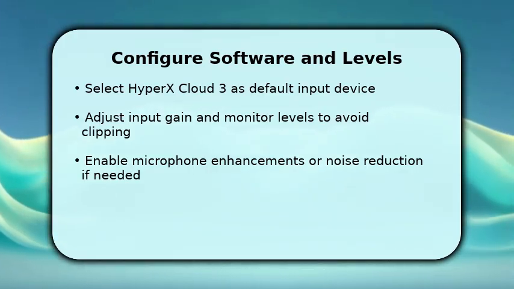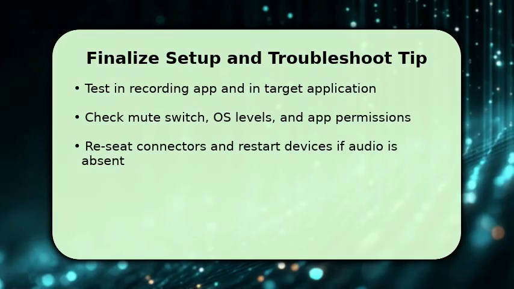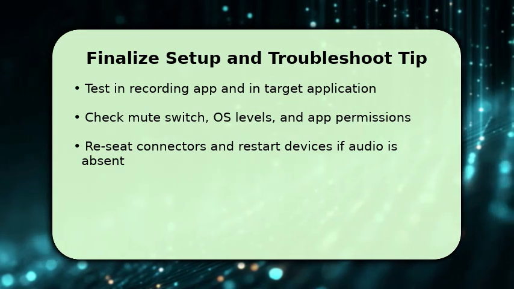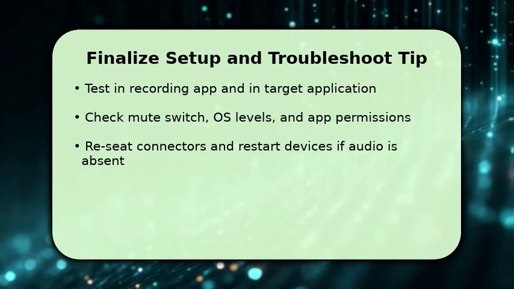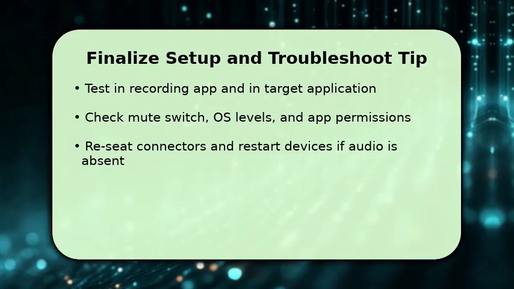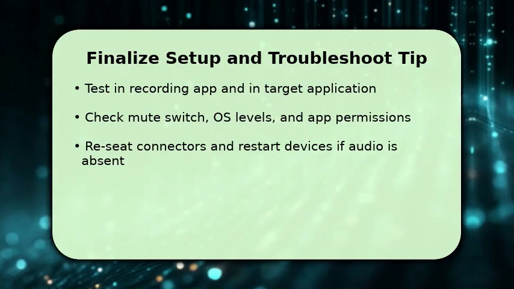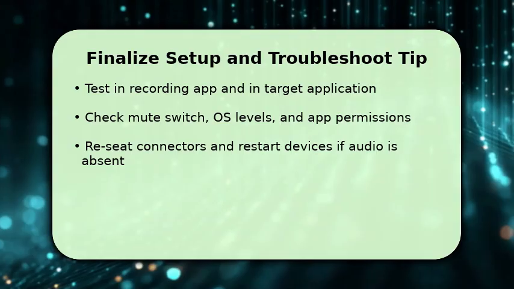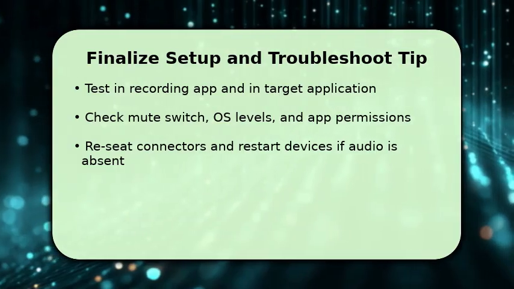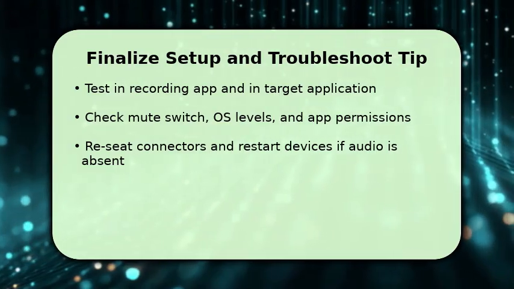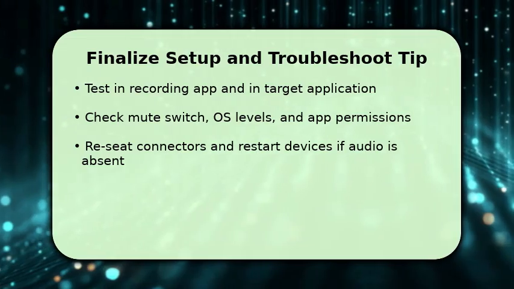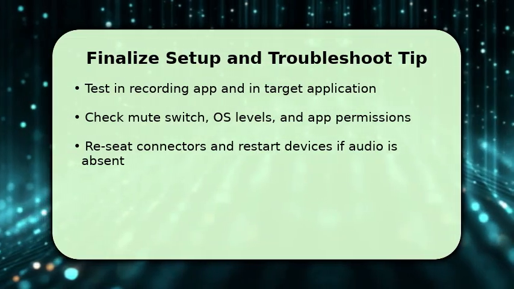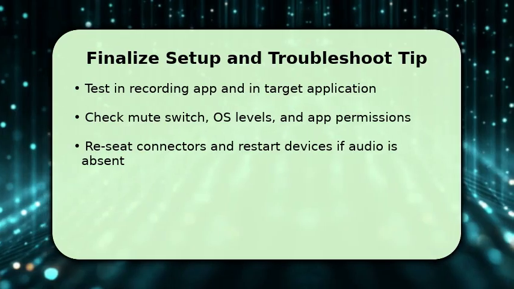You finish by performing a live test in a recorder and in the app you'll use, because both paths can behave differently. If levels look good but others report low volume, recheck the headset mute and inline controls and verify your app has microphone permission. These are common blockers. If you still have no sound, reseat the mic and cable, try a different port, and restart the PC. This simple reset often resolves driver or recognition issues and gets you back to clear voice capture.